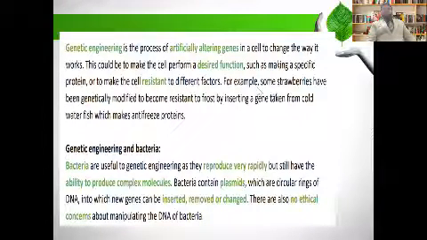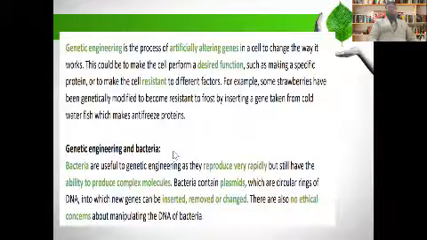For example, some strawberries have been genetically modified to become resistant to frost by inserting a gene taken from cold water fish which makes antifreeze protein. In short, genetic engineering is the technique by which we take a gene from one organism and insert it into another organism to make a useful product for humans.